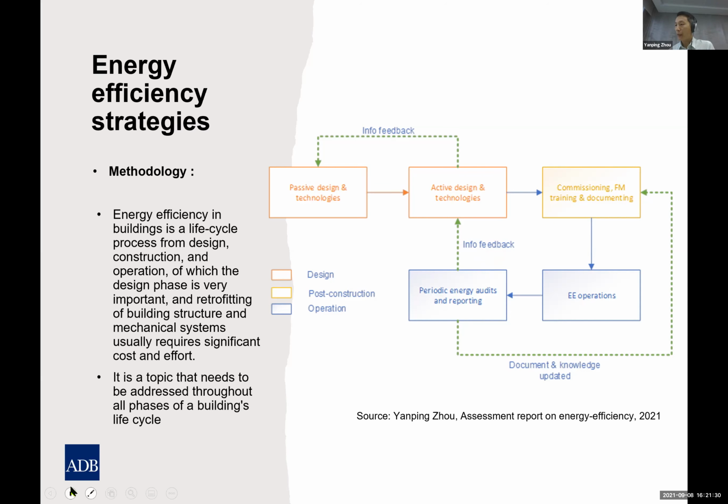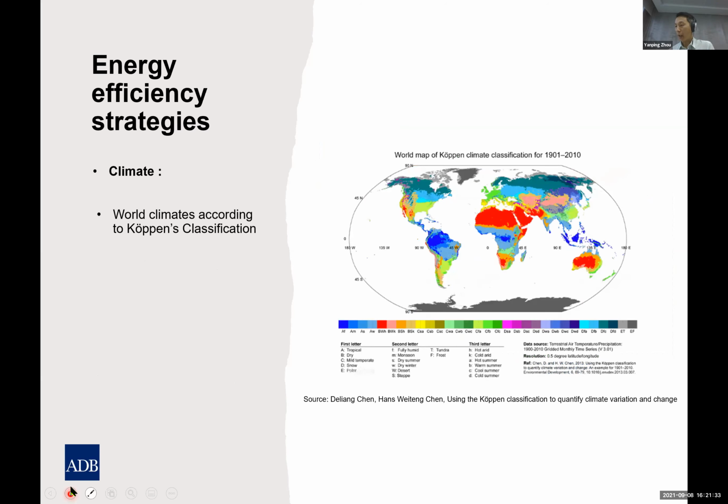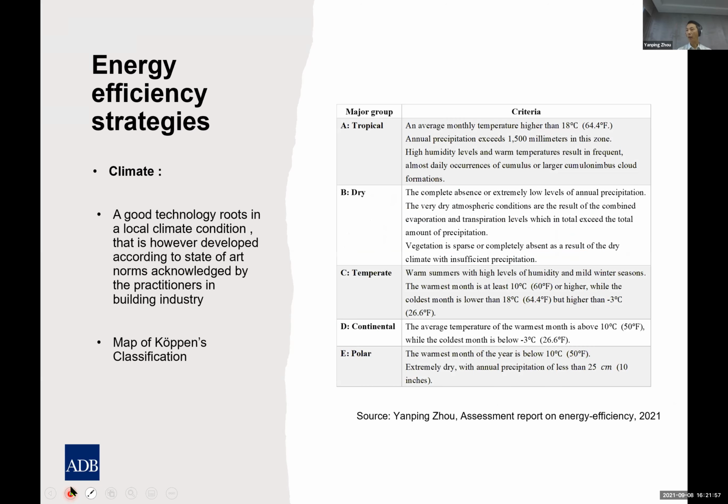Next, Jimmy, please. Climate, meaning the location of the project, is crucial. Here I refer to Köppen's classification. Apparently, it's a German name. There are five typical climate zones in his classification method. Jimmy, could I have the next slide? That is tropical zones, dry zones, temperate, continental, and polar zones.